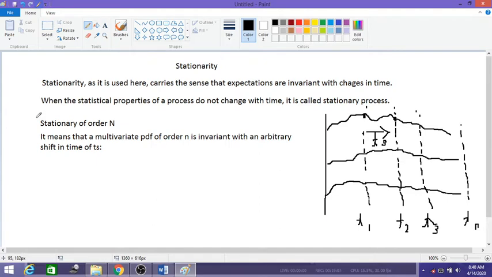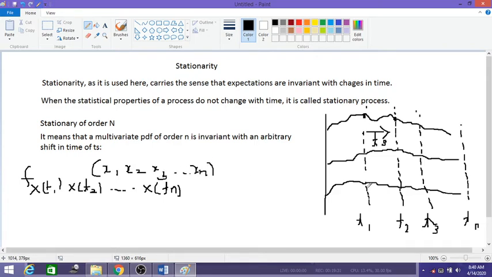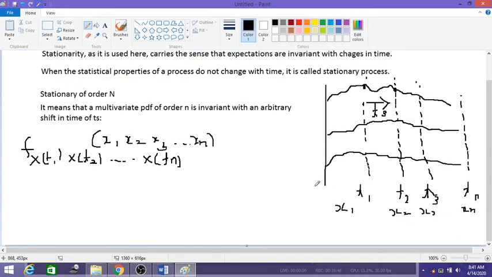density function is defined as, how do we define this density function? It is f x of t1, x of t2, up to x of tn, of x1, x2, x3 up to xn. This we already defined. Remember, this is also called x of t1 or x1, this is x2, this is x3, and this is xn. So these observation points we have given these names.